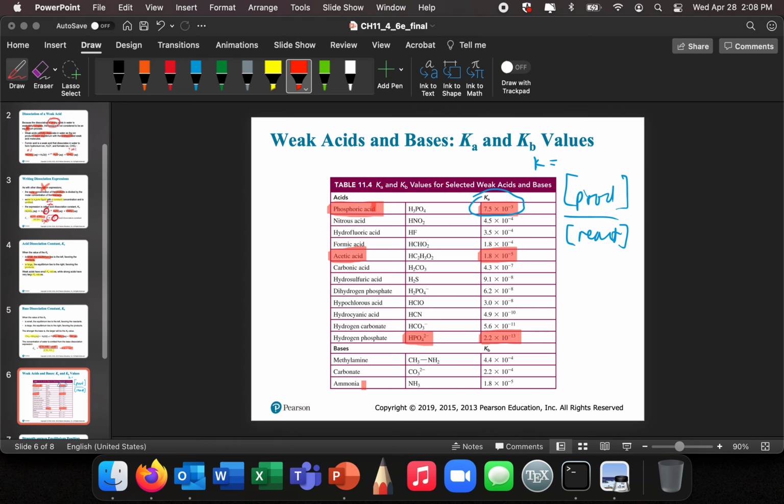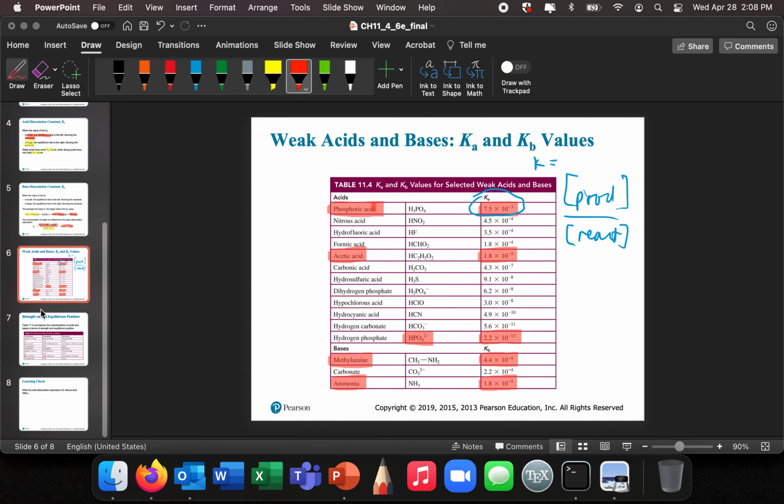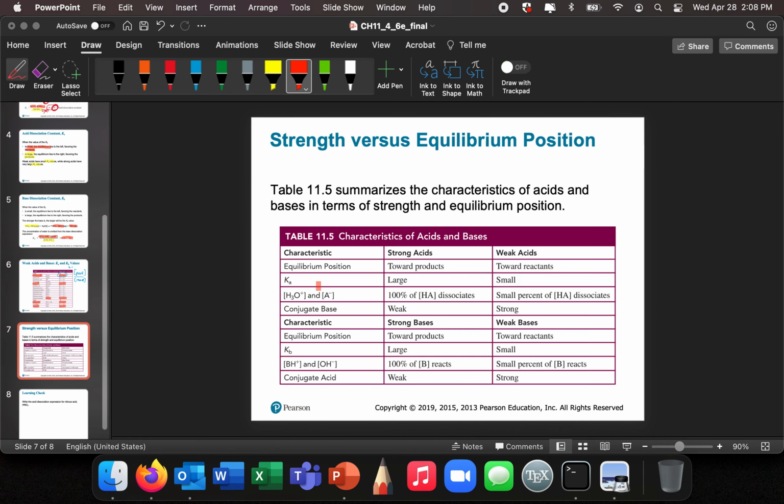Okay? And we have some bases down here too. Methylamine has a Kb of 4.4 times 10 to the negative 4. Ammonia has a Kb of 1.8 times 10 to the negative 5. I said pKa, sorry, Kb. And so that means that methylamine is a stronger base than ammonia. All right. So table 11.5, I'm going to leave for your reading.